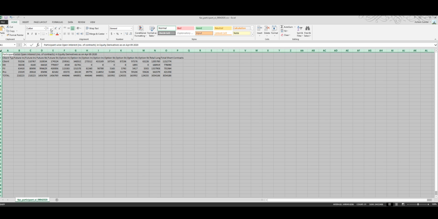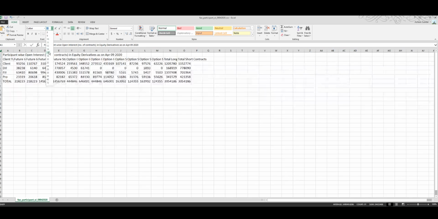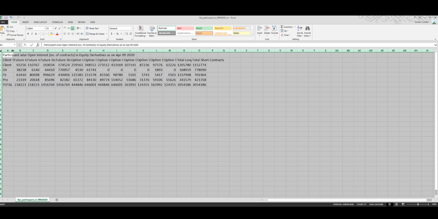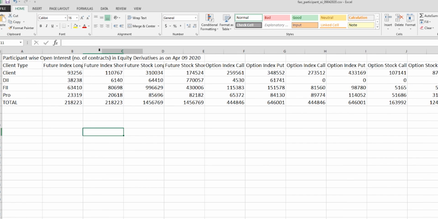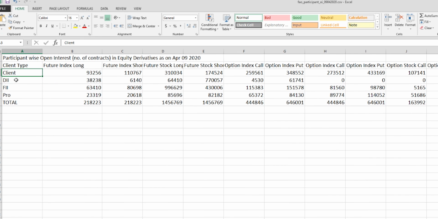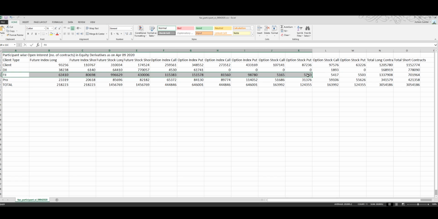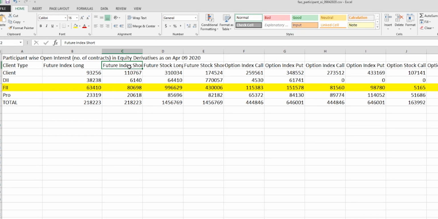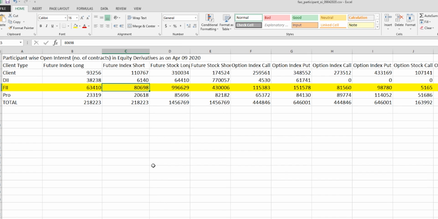I'll make it bigger for you to see clearly. And here you can see client, DII, FII, Pro. Pro means proprietary account, the brokers' own account. Client means people like you and me. And DII are domestic institutional investors. Okay. But since we are interested only in FII, we just take only that data. And you can see future index long position, they have 63,000. Index future short position, they have 80,000.